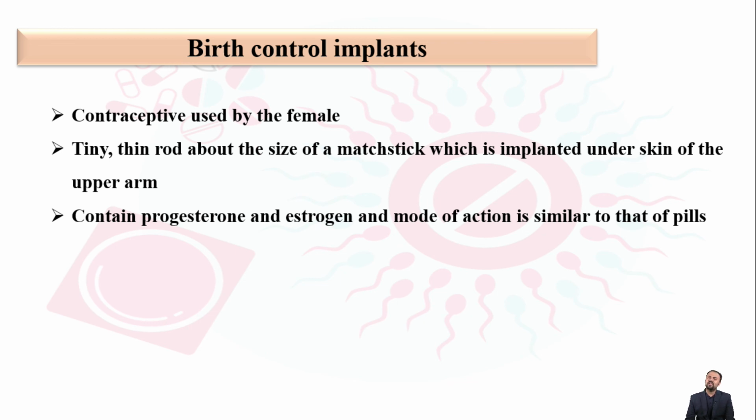This rod keeps on secreting small amounts of hormones which make sure that ovulation does not occur. Moving on, students, these particular implants may prevent pregnancies for 3 to 4 years, but generally it is advisable to also make the use of barrier methods with the use of these implants.